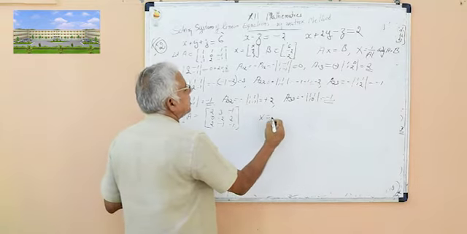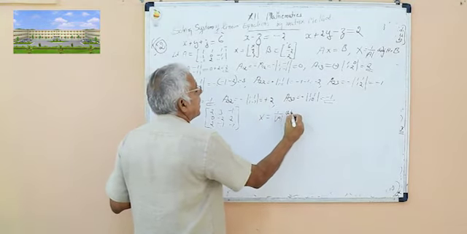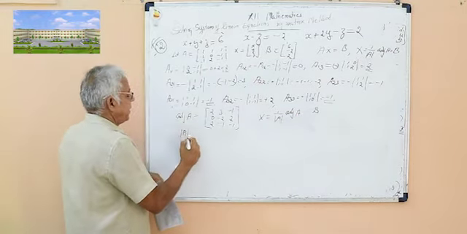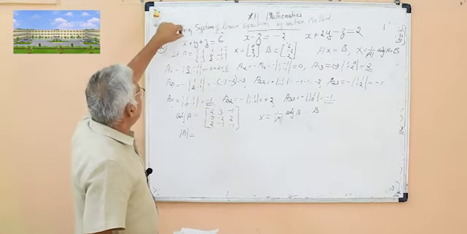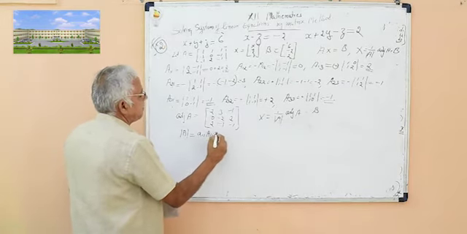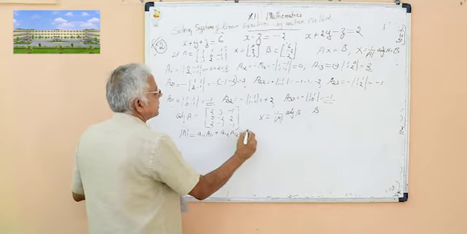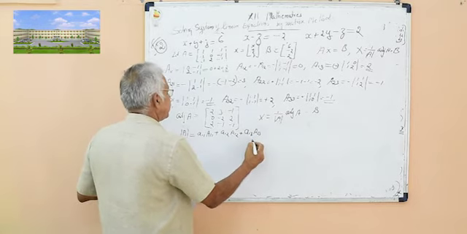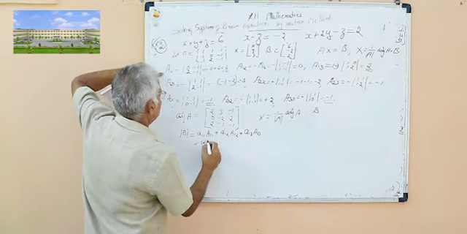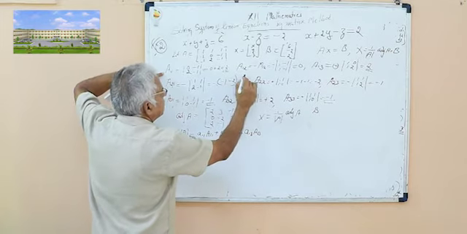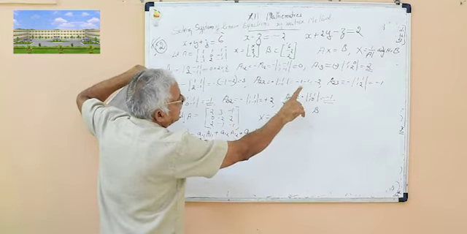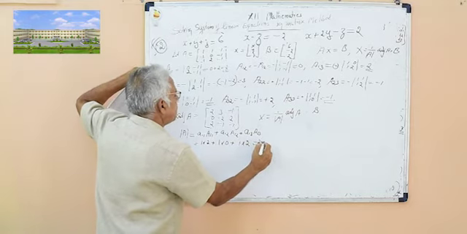So X is equal to A inverse B, which is 1 by determinant of A into adj A into B. Determinant of A must be found; the method is possible only if A is non-singular. Then determinant of A is equal to A11 into cofactor A11 plus A12 into cofactor A12 plus A13 into cofactor A13. The answer is 2 plus 0 plus 2, which is 4.